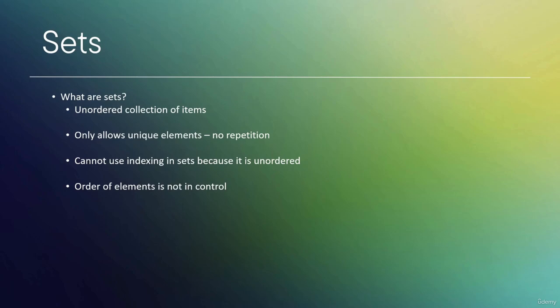So this is why it does not allow us indexing, because we do not know at which position a particular element is. Another difference is that it only allows unique elements. We cannot put two similar items or elements. We cannot repeat a number twice or three times. It just has to be once. So this is the difference, that it only allows unique elements.